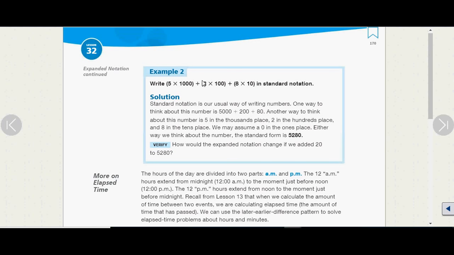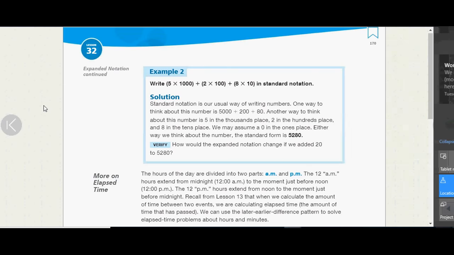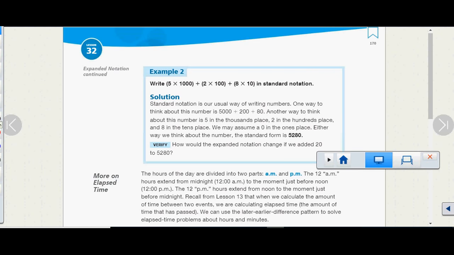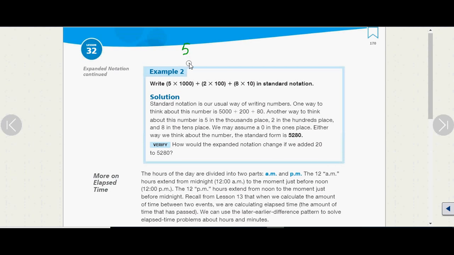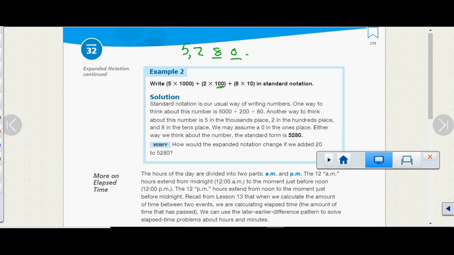Let's go backwards. Standard is what we normally use. So what would this be in our regular notation? Well, 5 times 1,000, 5 in the thousands place, 2 in the hundreds place, which means I've got 2 spots left, 8 in the tens place, which is worth 80, 8 times 10, and there was nothing left, so we fill in the rest with zeros. The decimal would be there, 5,280. So we've gone both directions, from standard to expanded using a place value chart, and expanded back to standard.